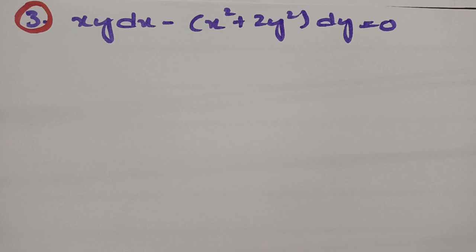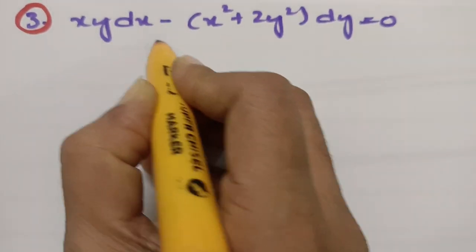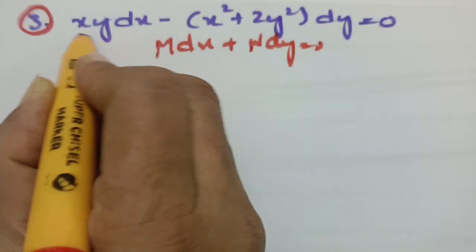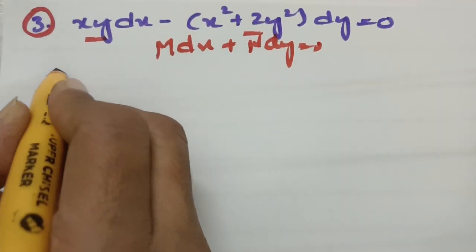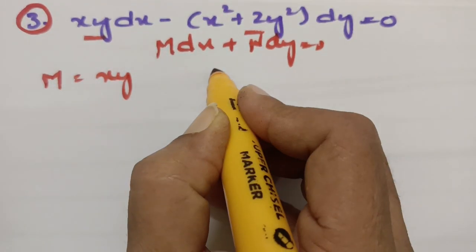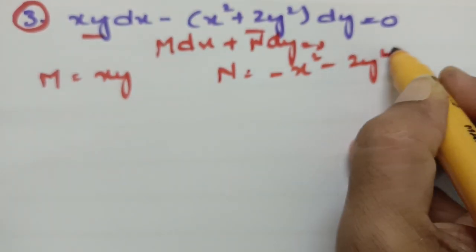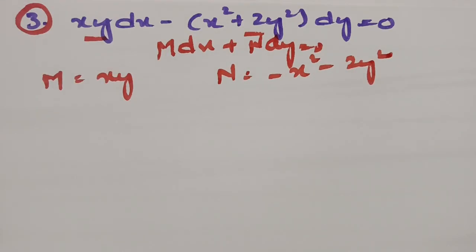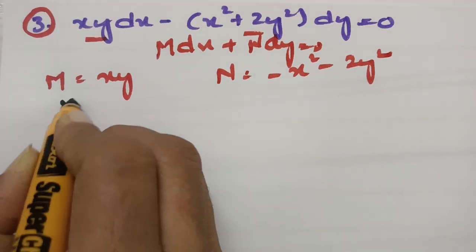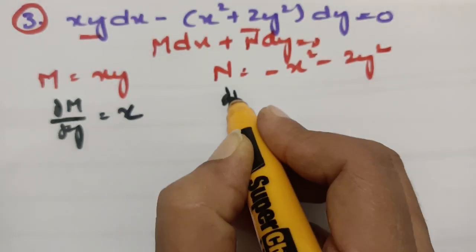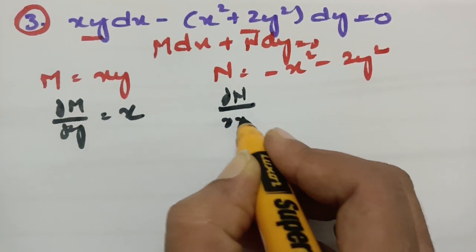As you can observe, if the equation is of the form m dx plus n dy, this is the m value and this is the n value. What is our m value here? That is xy. And what is our n value here? This is minus x square minus 2y square. So if I take the derivative with respect to y for m, that is dou m by dou y, the y value is 1, x remains. And what is dou n by dou x?